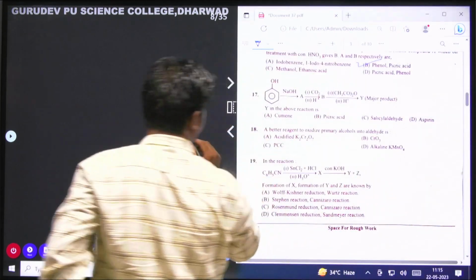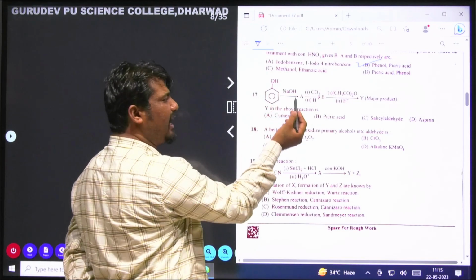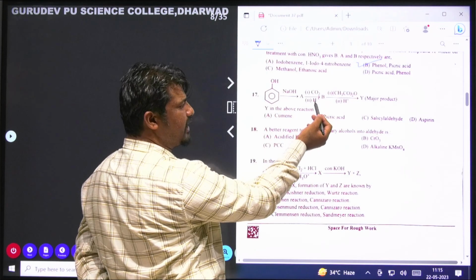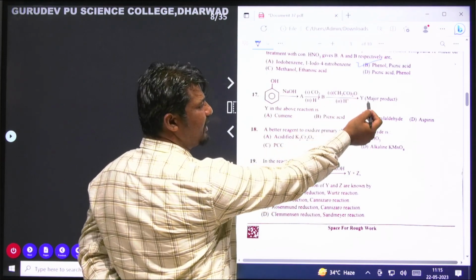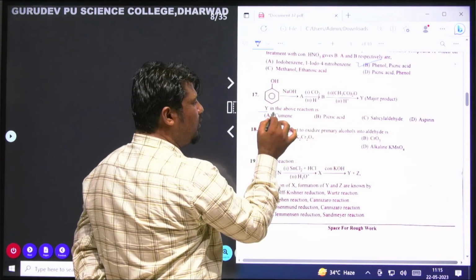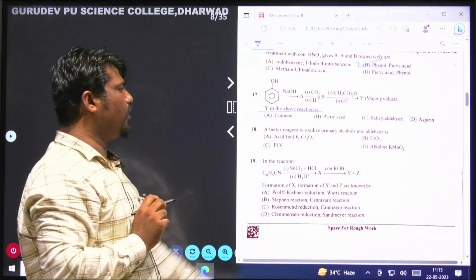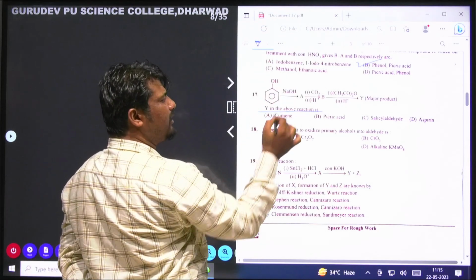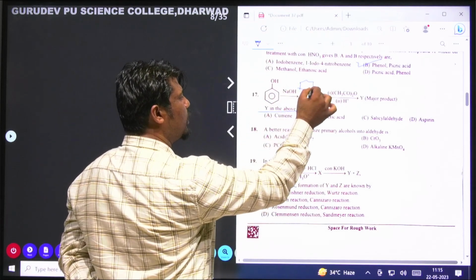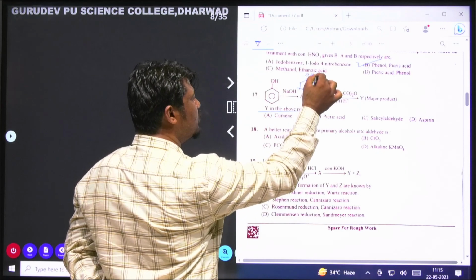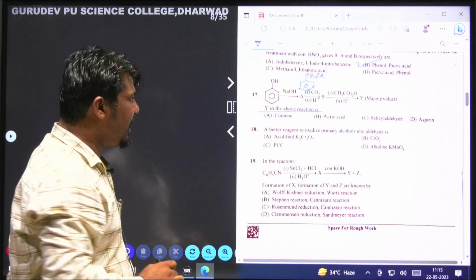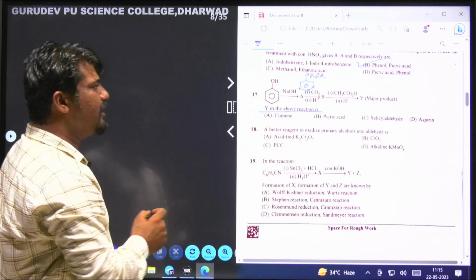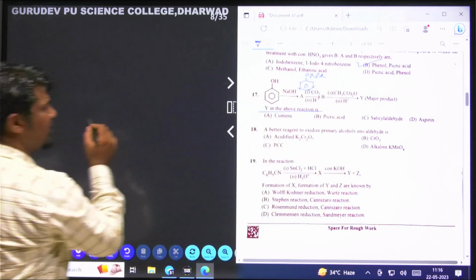See the question number 17. It shows that phenol is reacted with NaOH, it gives A. A is reacted with CO2 and H plus, it gives B. B is reacted with acetic anhydride, it will give Y. So what is the product Y formed in the above reaction? We should find out Y. It's very simple. Phenol reacted with NaOH becomes water and sodium phenate. That is A. Sodium phenate is reacted with CO2 and H plus. It becomes B.